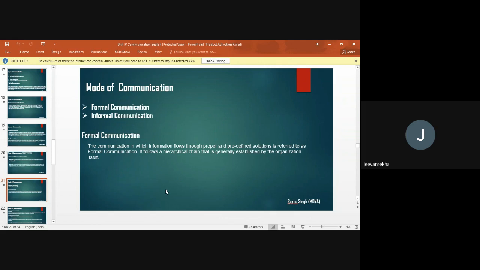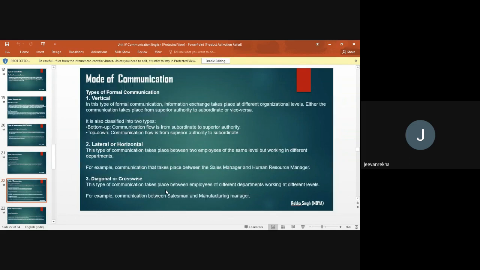Formal means what? Understand in one word: formal means office, corporate sector, right? And informal means private, means we are talking in an informal way. But this time we are talking in a formal way. Formal means discipline and informal means casual. So, mode of communication, there are types of communication.